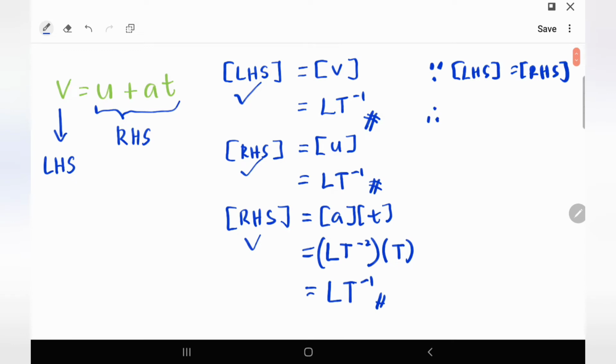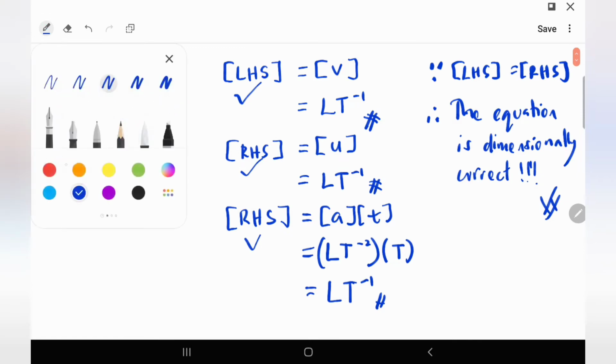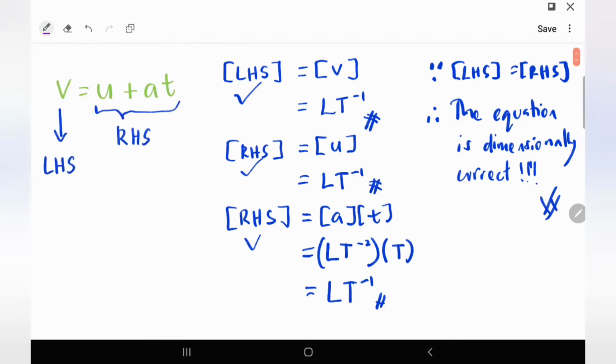So that the equation is dimensionally correct. Settle. See? So remember, in doing this, we need to separate these two sides. Okay? We need to do it side by side, because we need to compare them.